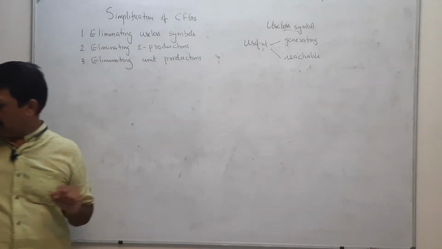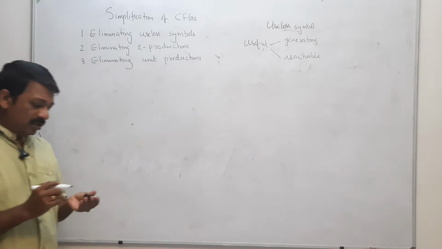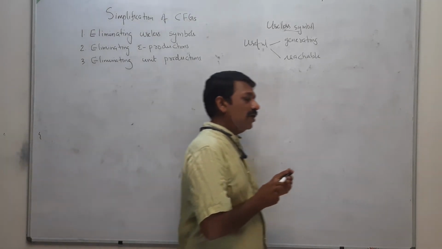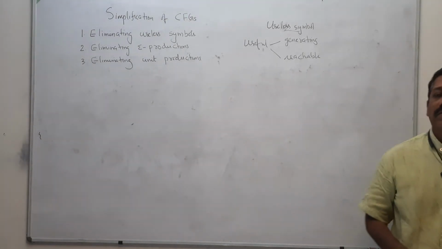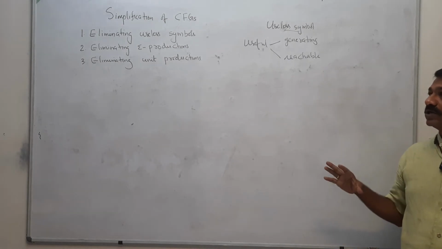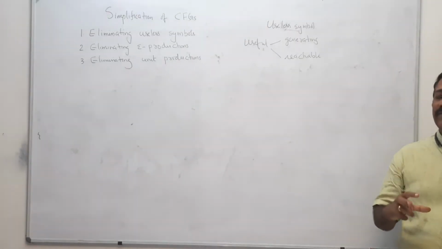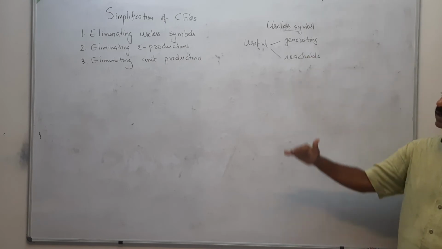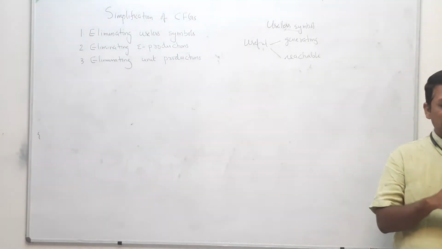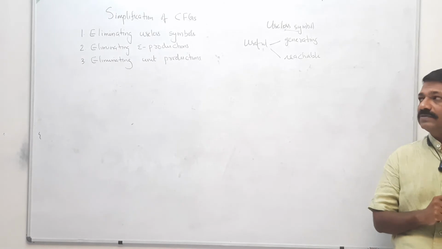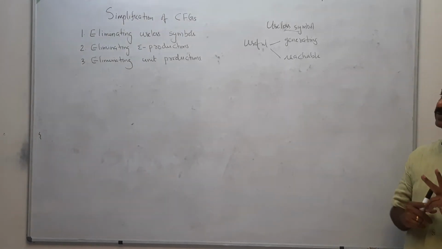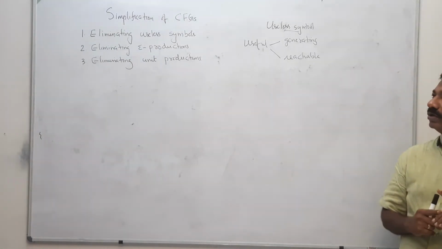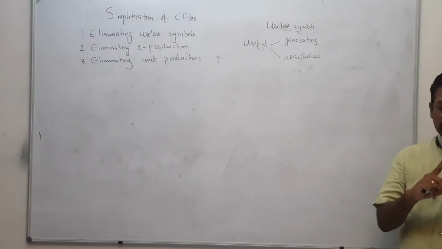This is the way you can eliminate unit productions. So we have been discussing simplification of context-free grammars, and in the simplification of context-free grammars, we have three types of elimination. First of all, you are going to eliminate useless symbols. Then you are going to eliminate epsilon productions, and then you are going to eliminate unit productions.